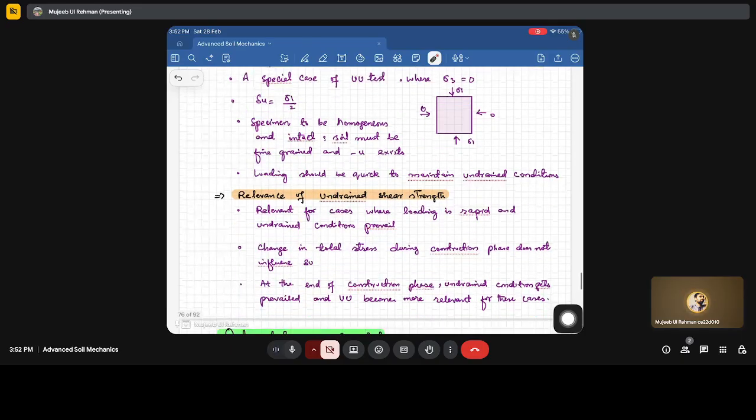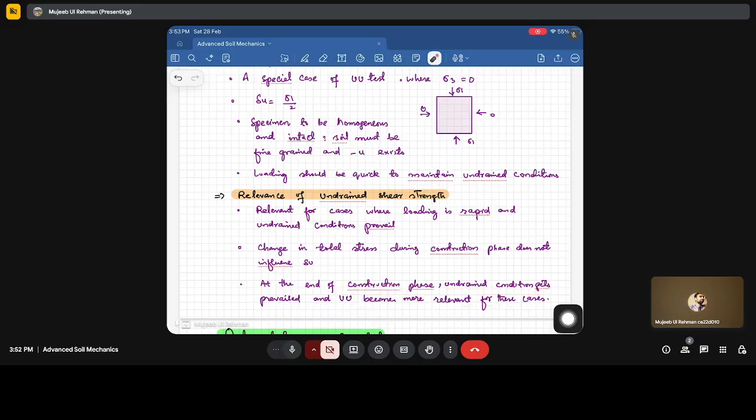The relevance of the undrained shear strength: we know that undrained conditions can get triggered in the field quickly after the construction is done. Quickly after construction there is the undrained condition, so in that case also we need to determine the undrained strength. Change in total stress during construction does not influence the undrained strength. At the end of the construction phase, undrained conditions become prevalent and UU becomes more relevant in these cases.